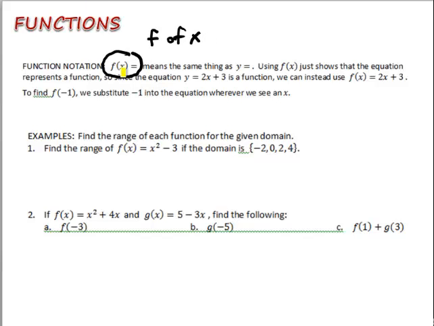Well, all f of x means is the same thing as y equals. So f of x and y mean the same thing, okay? So that should be easy for you. We use f of x just to show that the equation represents a function, all right? So since the equation y equals 2x plus 3 is a function, we can instead use f of x equals 2x plus 3. You notice all I did was change the y to an f of x, okay?